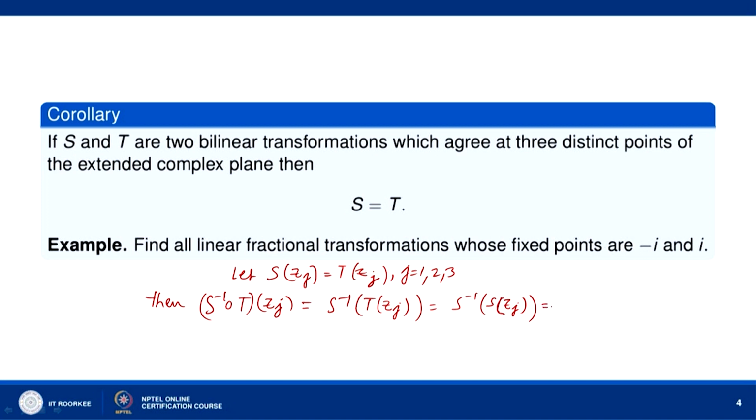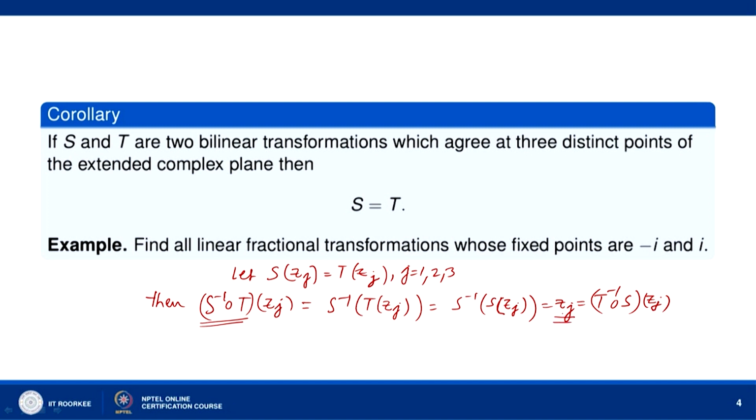S inverse S(zj) is equal to zj, and similarly for T inverse ∘ S. In a similar manner we can say that T inverse ∘ S at zj equals zj, because this is T inverse S(zj), S(zj) = T(zj) and T inverse T(zj) = zj. So we see that S inverse T(zj) = T inverse ∘ S(zj). And now, this is a bilinear transformation, S inverse ∘ T, which maps zj into zj.